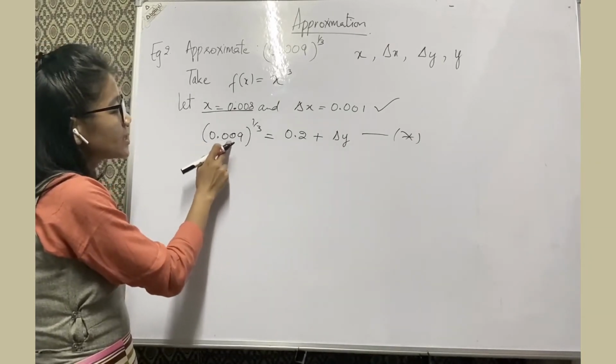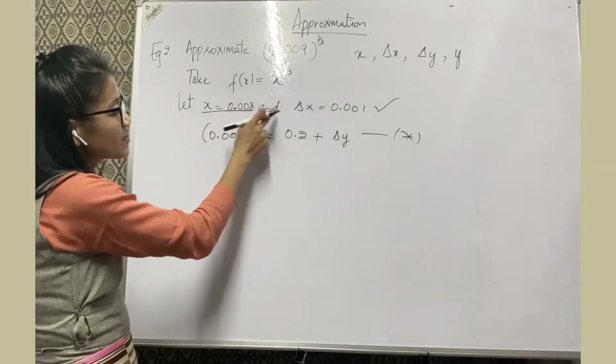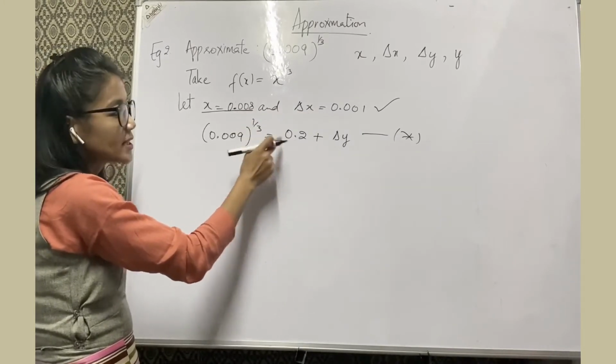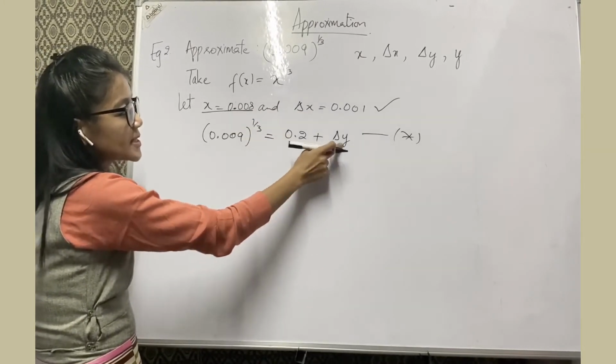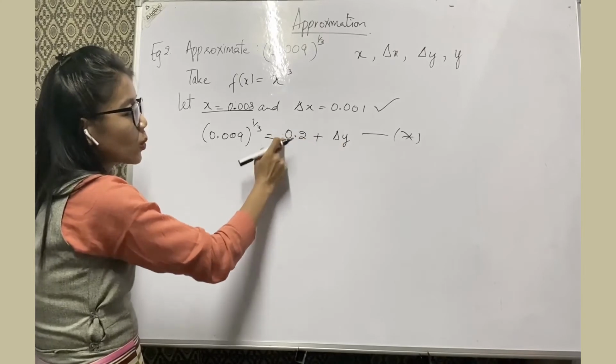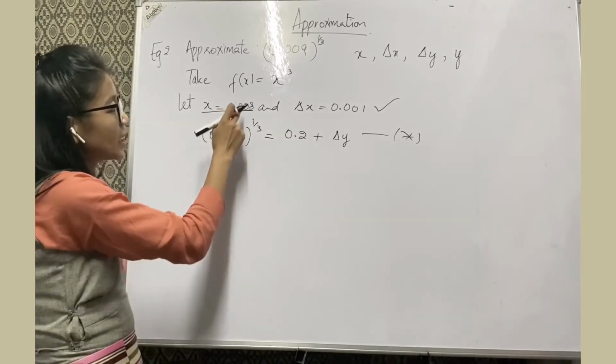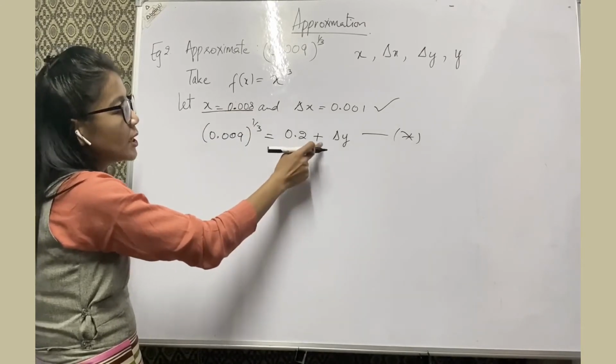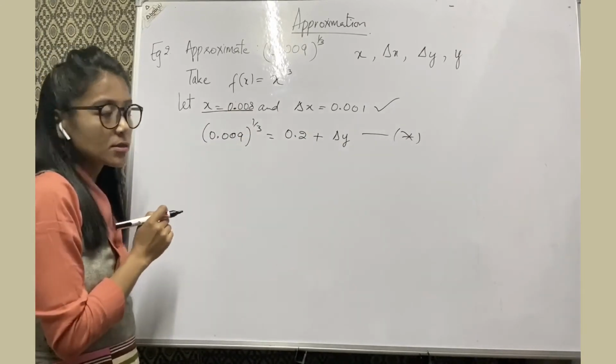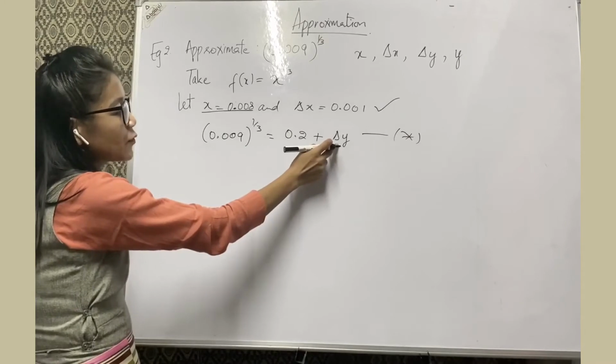So this is 0.009 means it is x plus delta x cube root. So that is equals to f of x plus delta x, y plus delta y. So y means cube root of x, okay. So that is cube root of this is 0.2 plus delta y. Directly you can write this, okay. So we have to now find out delta y.